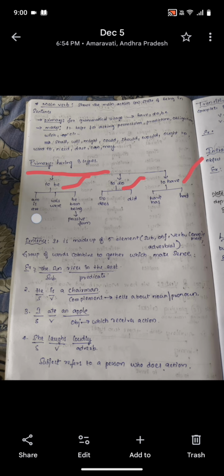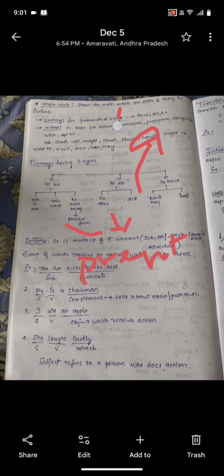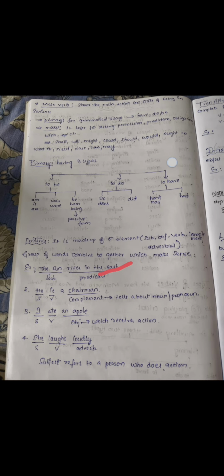Here, am, is, are are used for present tense and was, were are used for past tense, and be, being, been are used for passive form. When it comes to do, we use do, does for present tense and did for past tense. In to have, we again have two types: have, has for present tense and had for past tense.